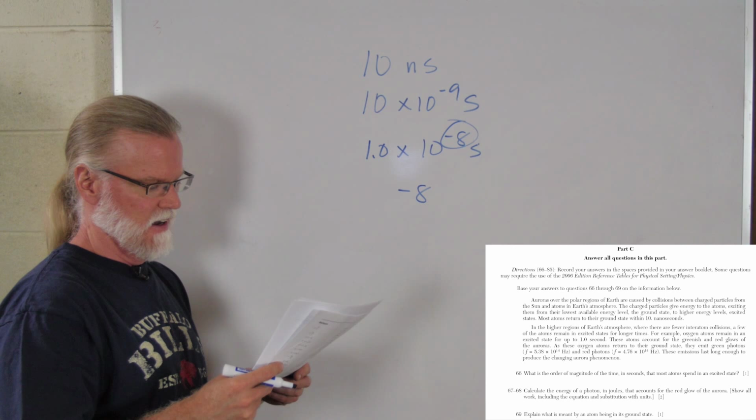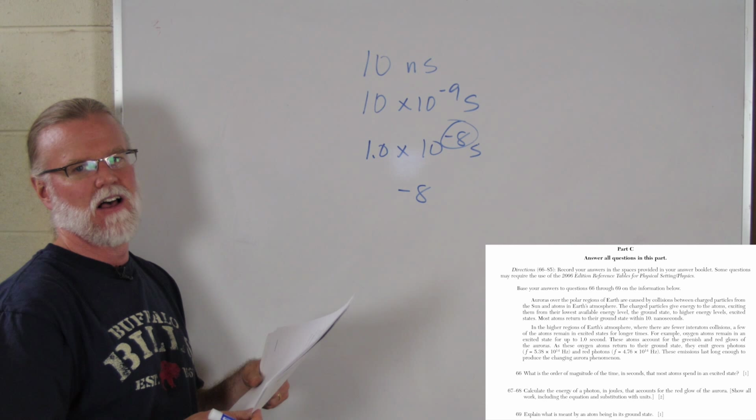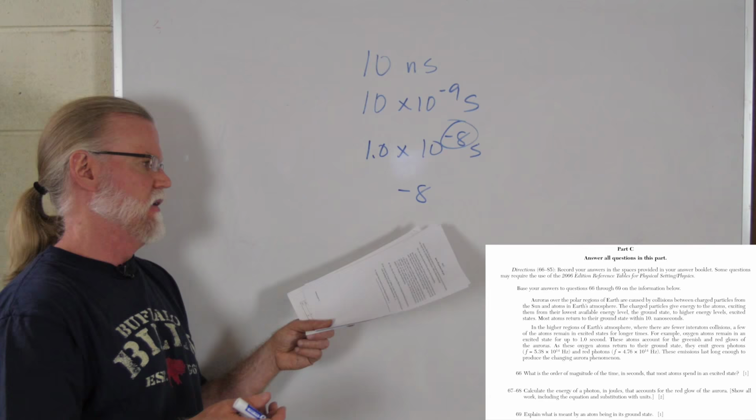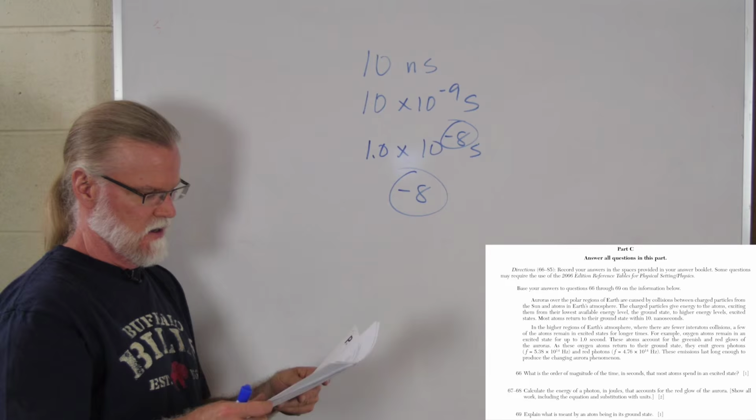What is the order of magnitude, in seconds, of the time that most atoms spend in an excited state? 10 to the -8 is the order of magnitude. Not 10 to the -8 exactly, although they did give one on that and actually gave credit. They initially weren't going to give it. I would think this year it just needs to be -8 as the order of magnitude. So order of magnitude is just the power of 10. All right. Make sure you know that.